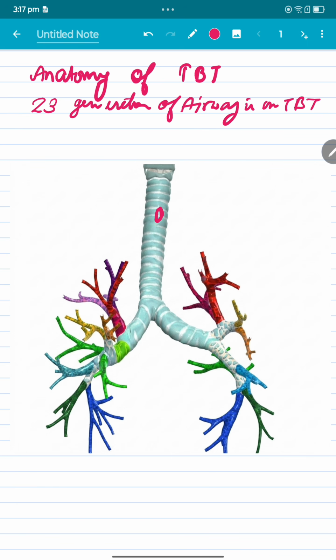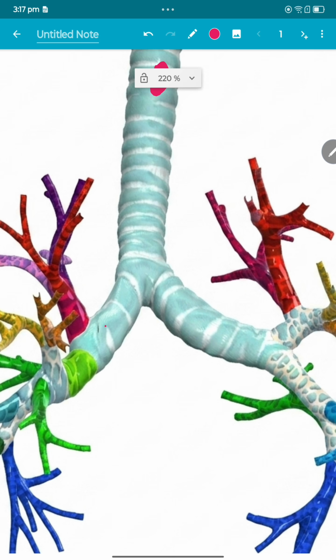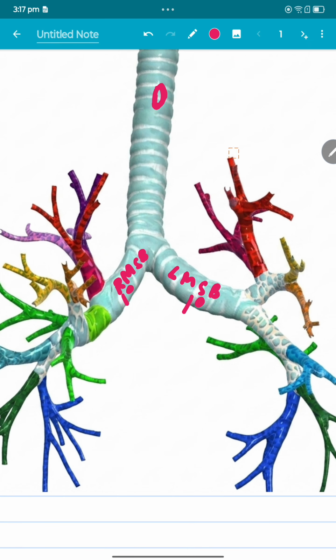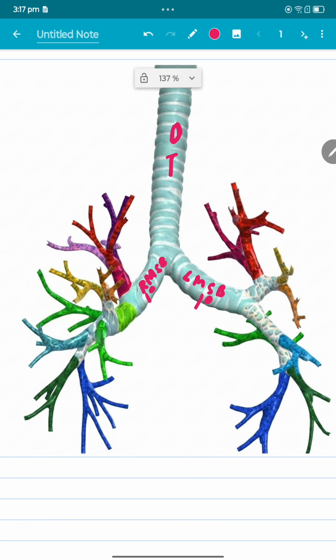This is the right main bronchus and this is the left main stem bronchus. These two main stem bronchi are the first generation of airways. So the trachea is generation 0, and the right and left main bronchi are the first generation of bronchi in the tracheobronchial tree.